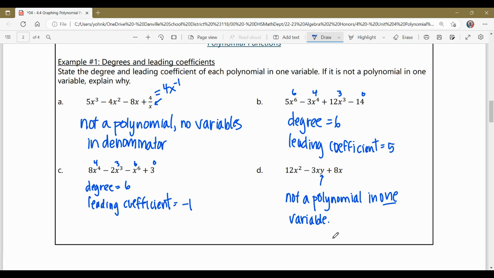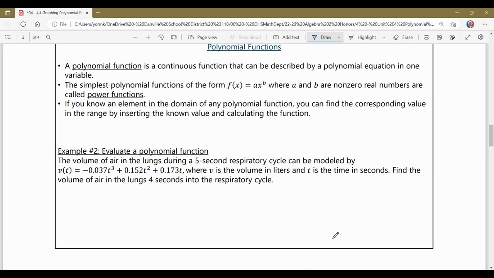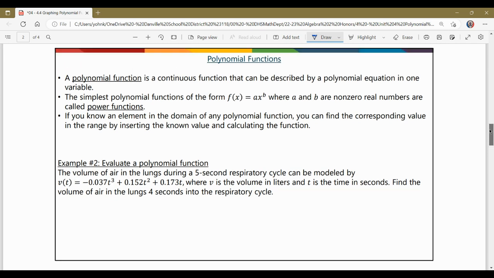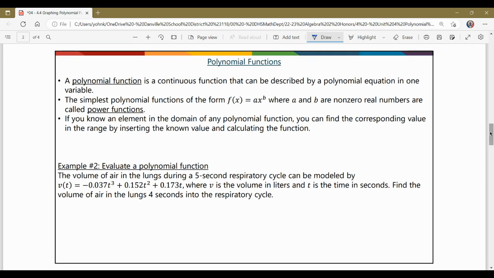Okay, now we can do a lot with these polynomial functions. A polynomial function is a continuous function. That means there's no gaps. That can be described by a polynomial equation in one variable. The simplest polynomial functions of the form f of x equals ax to the b, where a and b are non-zero real numbers, are called power functions.